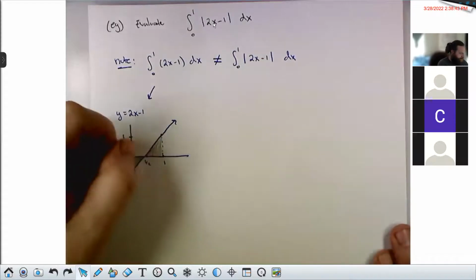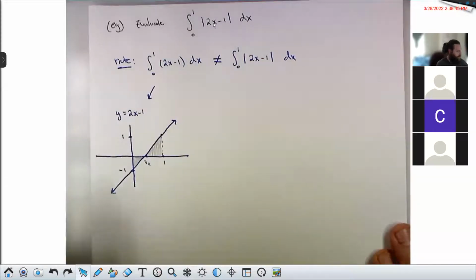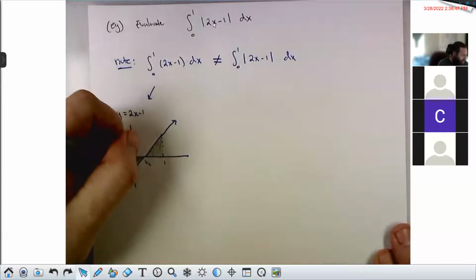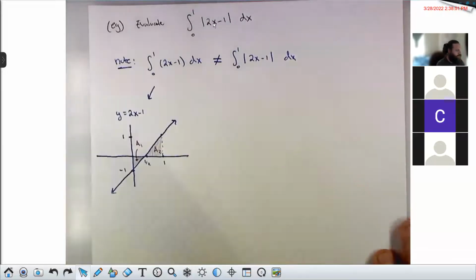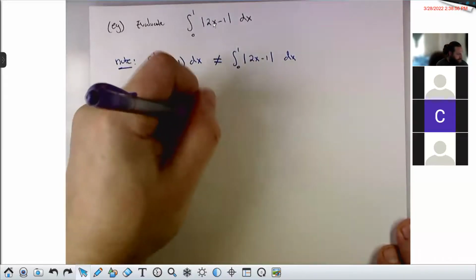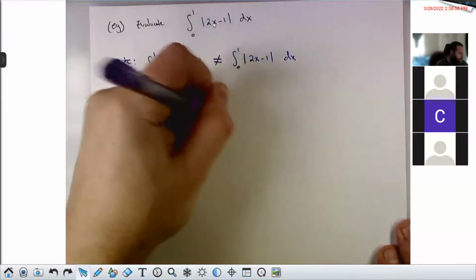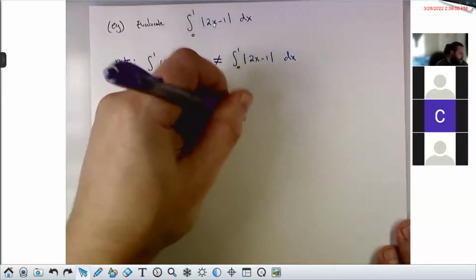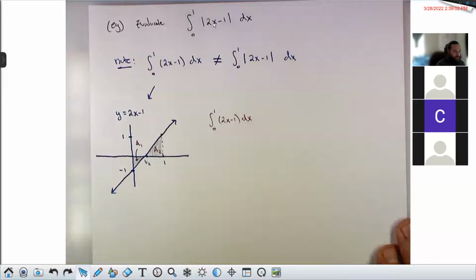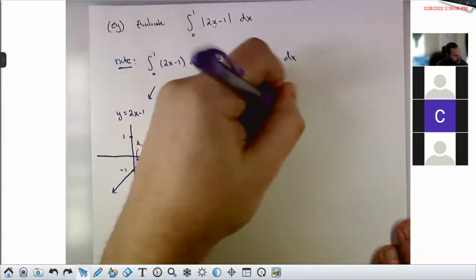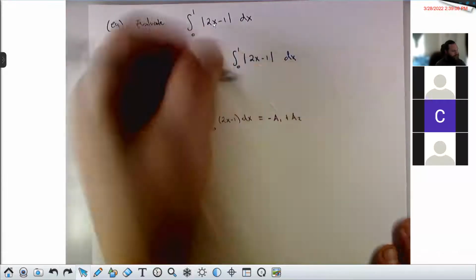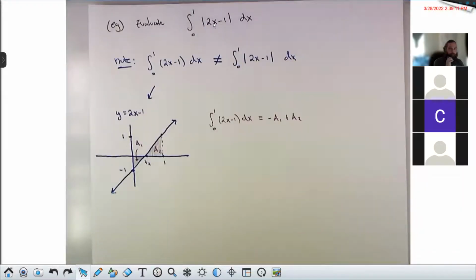So if I adopt that same sort of convention, call this A1 and call this A2, then the integral from 0 to 1 of 2x minus 1 dx without the absolute values would be negative A1 plus A2. And each of those are triangles, boring, boring, blah, blah.